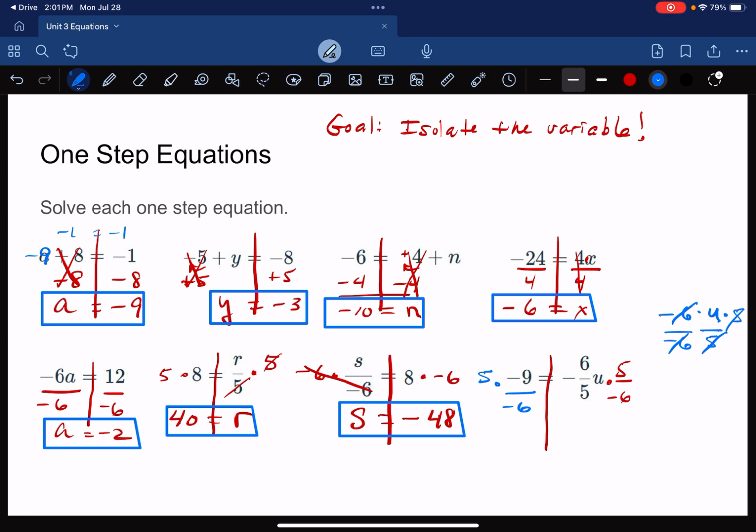Okay, so 5 times, first of all, the negatives here cancel. 5 times 9 is 45, and 45 divided by 6, I think that's 7.5. Yeah, so this is going to be 7.5.